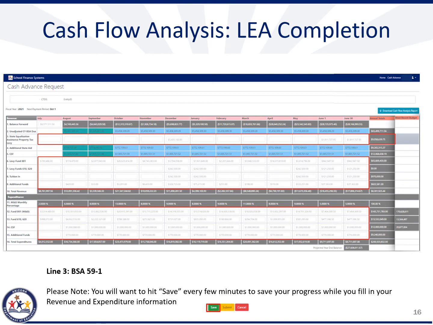The white fields are what you need to fill in. Line 3 is the State Equalization Assistance Property Tax Levy, formerly known as County Equalization. You can get this annual total from the BSA 59-1. Now, depending on how your LEA receives this, you may enter different amounts monthly or a portion in the November-December time frame and the rest in the May and June time frame. It just depends on how you receive this, but as long as the total matches the total on the BSA 59-1, this is fine.